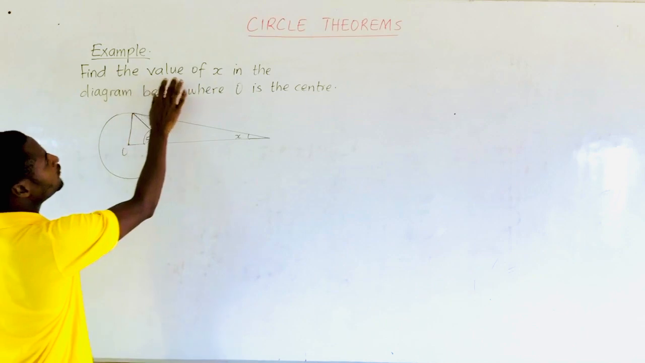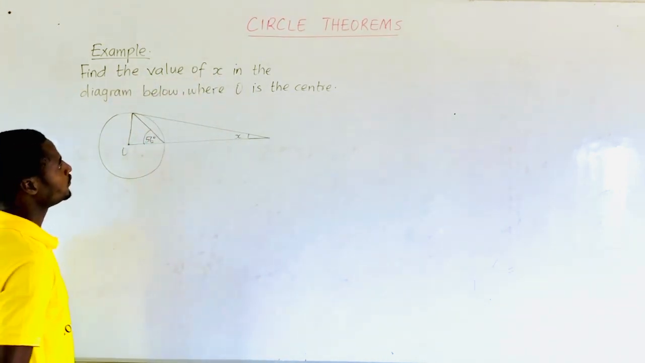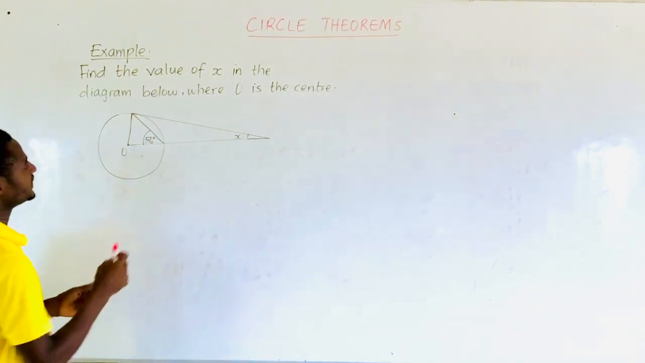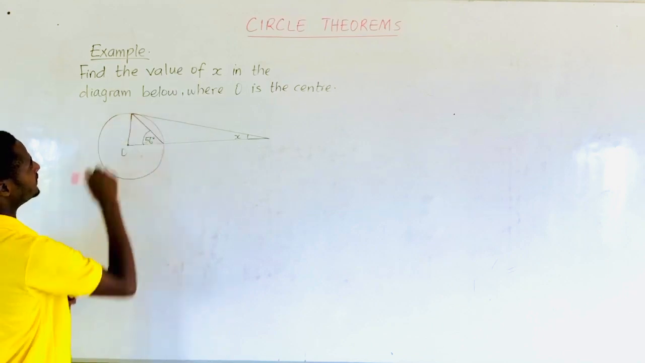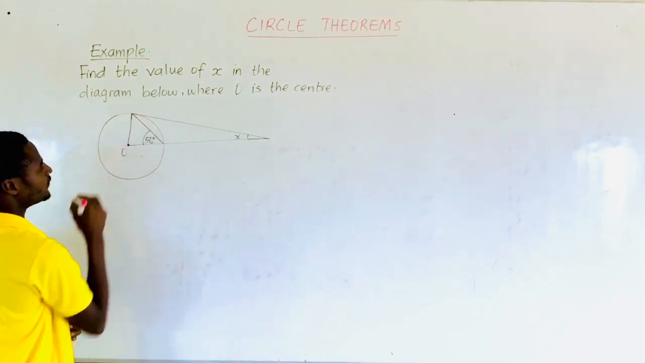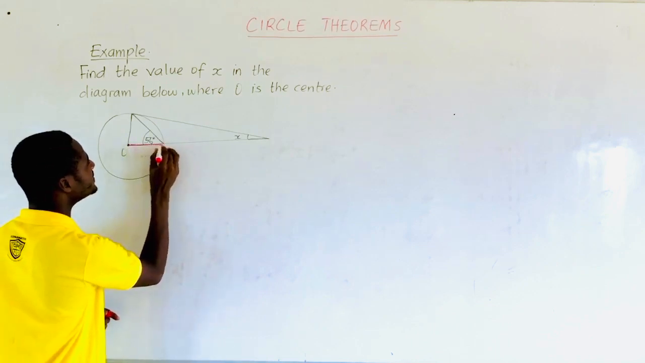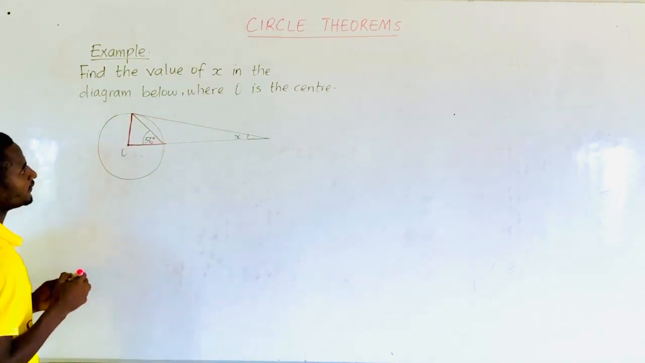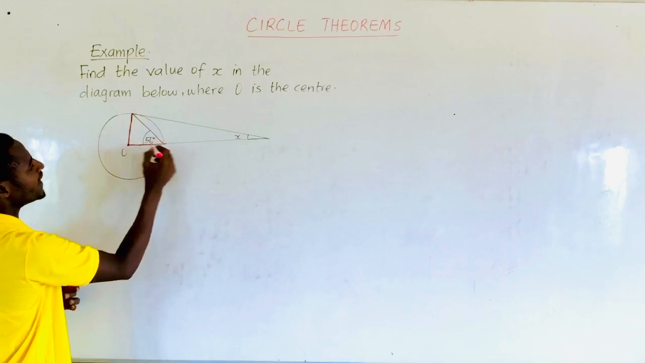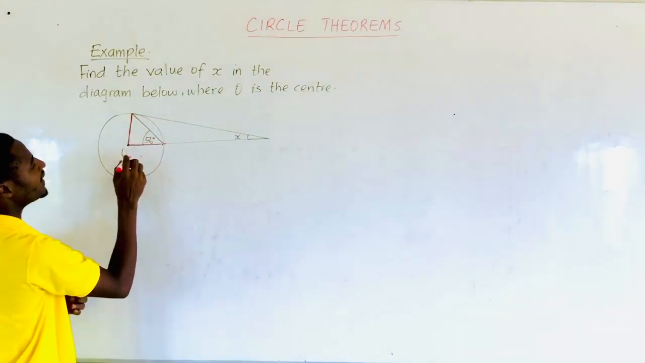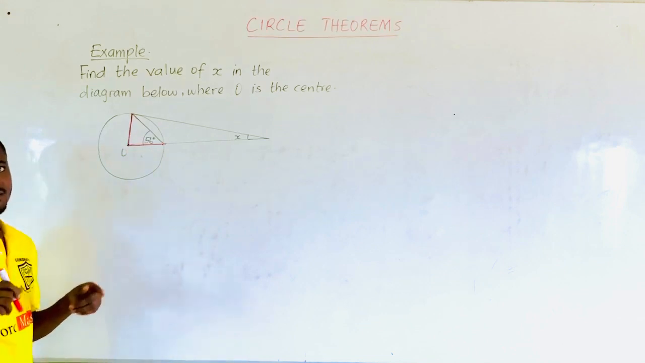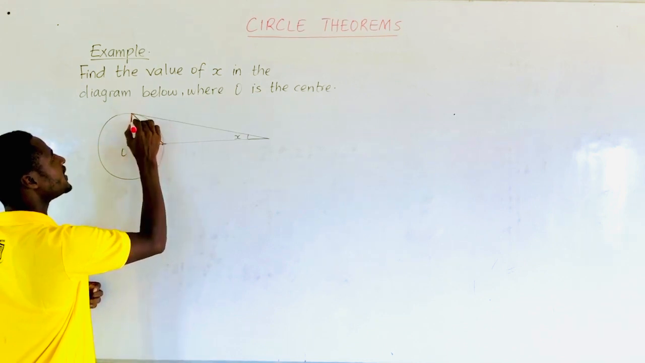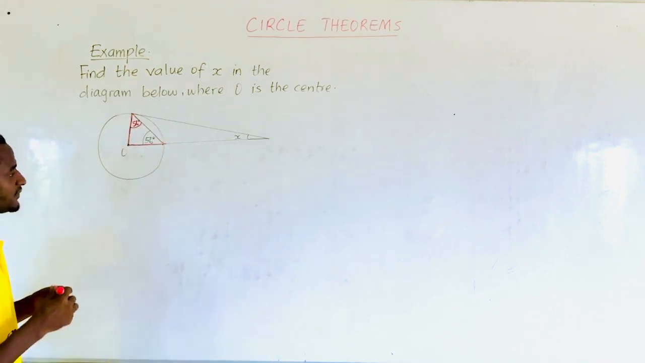We want to find the value of x in the diagram below, where O is the center of the circle. Now, looking at this circle critically, since O is the center of the circle, this line is the radius of a circle. This line is also the radius of a circle. We know that when two radii meet a chord, then the triangle formed is an isosceles triangle, which means that since these two lines are the same, then the angle formed here is also 56 degrees.